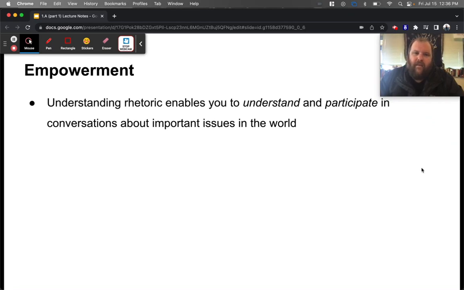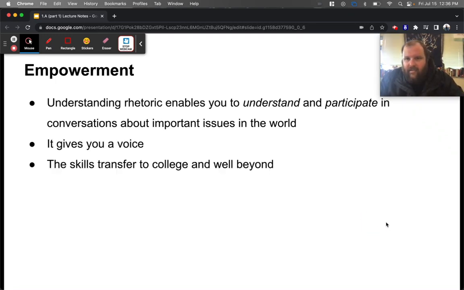And so you being able to actually understand rhetoric helps you not only understand the information that's coming in, but for you to actually participate, right? Have some outward input to contribute to the conversation or to conversations about what's happening in this world. There's so much happening, right? So it gives you a voice, right? And these skills, they transfer to college, and I not only believe, I know for a fact they transfer to college and beyond.